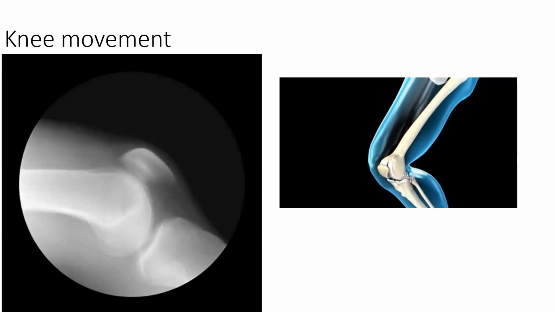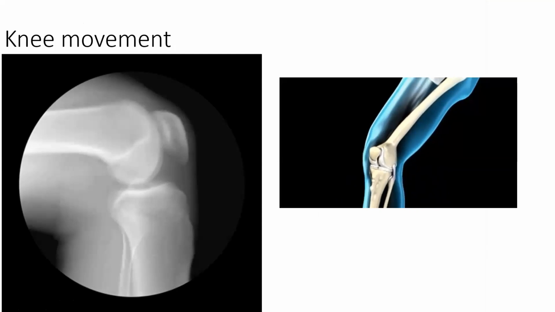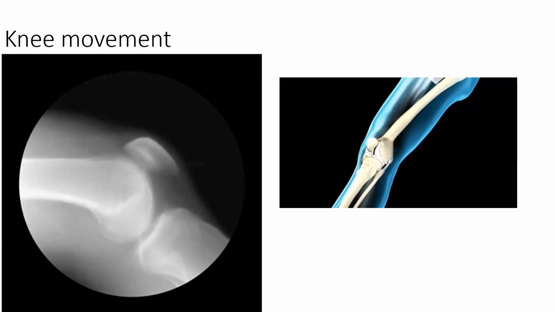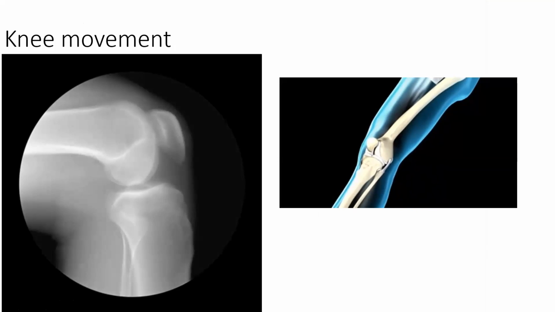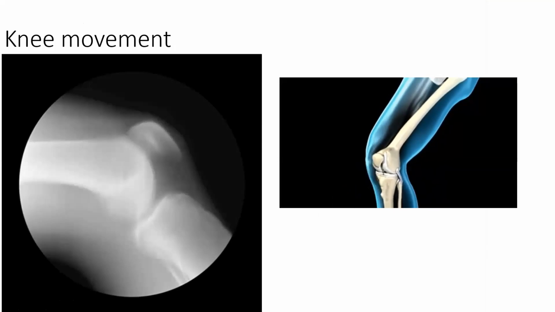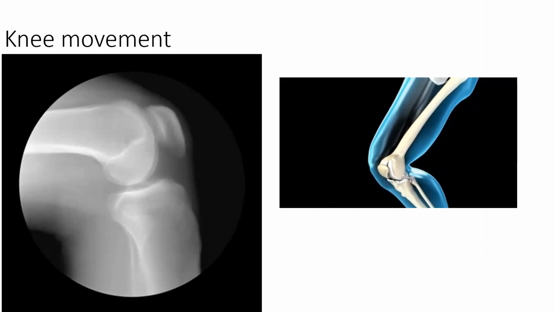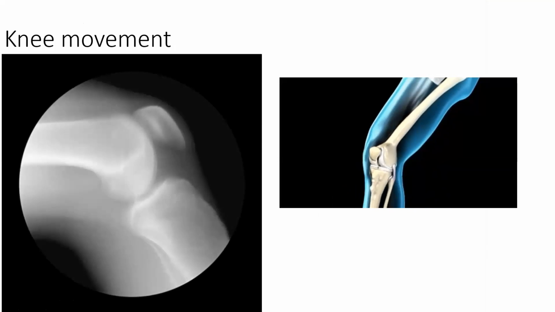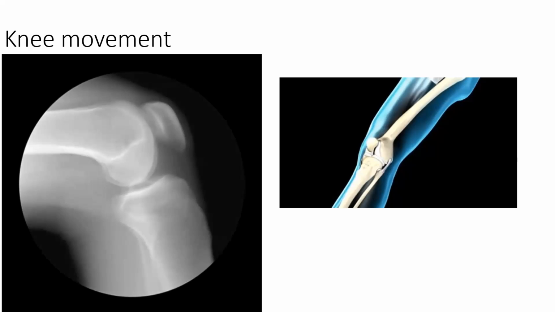Knee movement is a hinge joint, where our knee is designed to pivot on the hinge. It has a little bit of sliding, not much. It can slide forward a little bit and backwards a little bit, but not very much. It's not designed to.